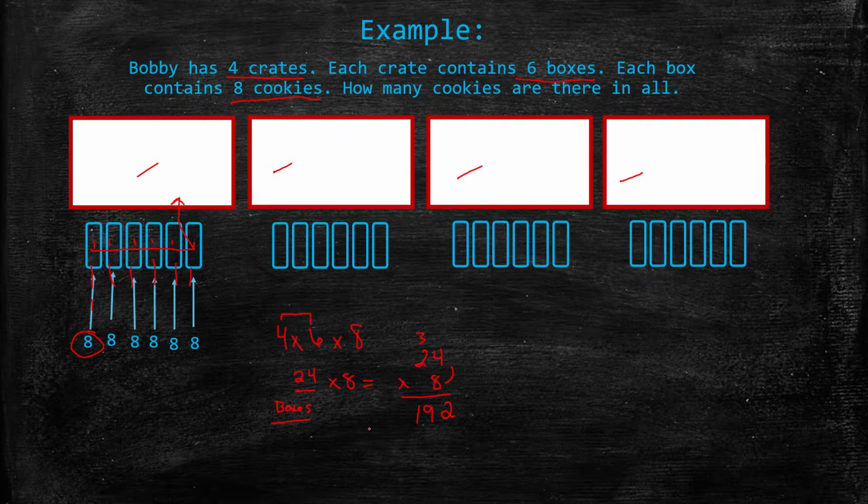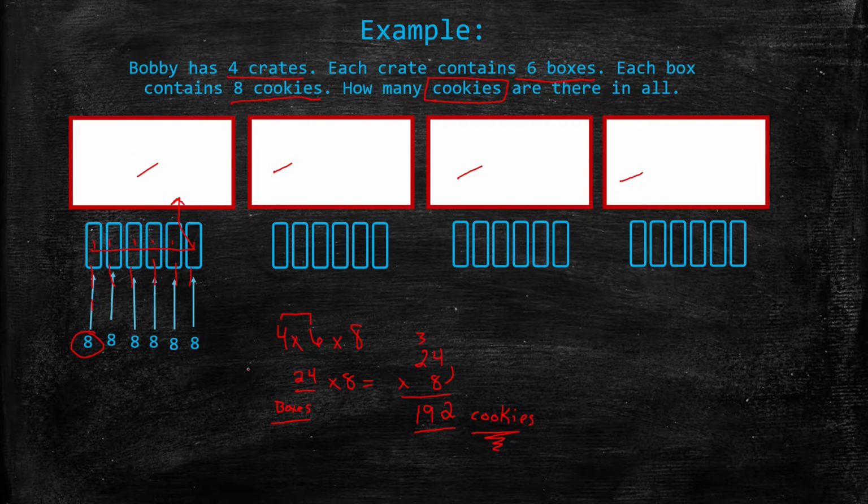Now if you were doing word problems, most teachers, especially all the ones that I know, don't want you just leaving the number. They want you to put what that number represents. And in this problem, it's asking how many cookies are there in all. So with that 192, we would put cookies, because it's not 192 boxes. It's not 192 crates. It's 192 cookies.